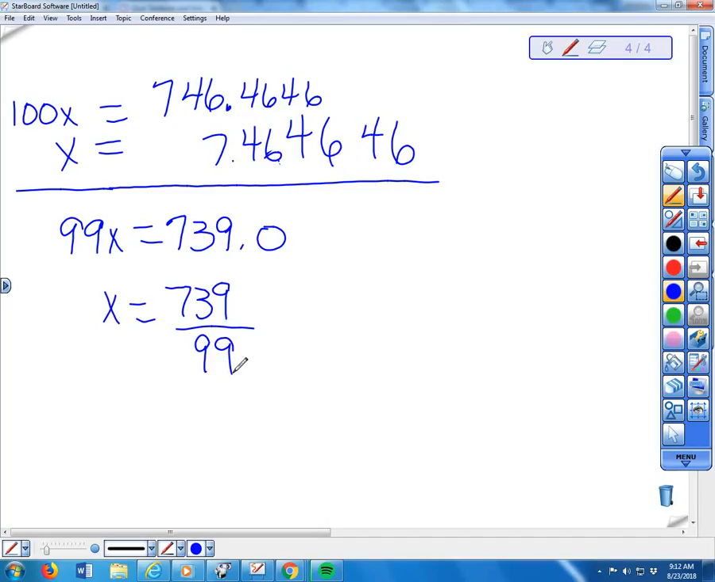So what I could do here is either divide 739 by 9 or by 3, because those both go into 99. See if I can simplify it. Okay, but so this is it. This is the final answer. Okay, let's do one more.